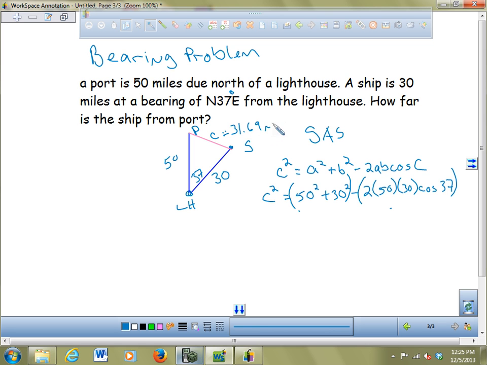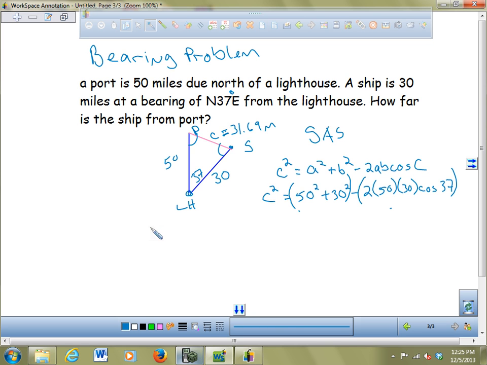31.69 miles to the ship. Now at this point, if you wanted to find this angle and this angle, could you use law of sines? You could again use law of sines if you wanted to find these angles. But again, you have to be careful because if this is an obtuse angle, law of sines is going to probably give you an acute angle, right? So you want to use law of cosines again. If they did ask you this angle or this angle, you would want to use law of cosines. Okay? So you understand how to use law of cosines?